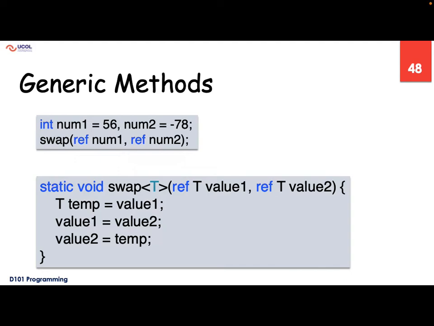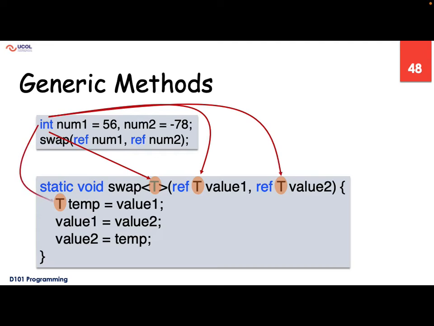For example, we say int num1 and call swap with reference. It will call that particular method. There is only one swap method, one method, but the type T is being defined at runtime. It is coming as an integer value. So, what will happen here? T will be replaced by the integer type at runtime.